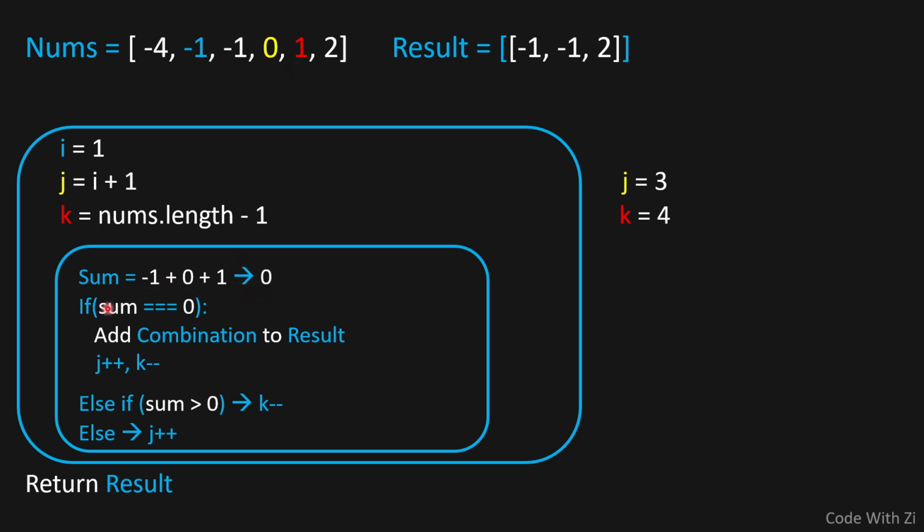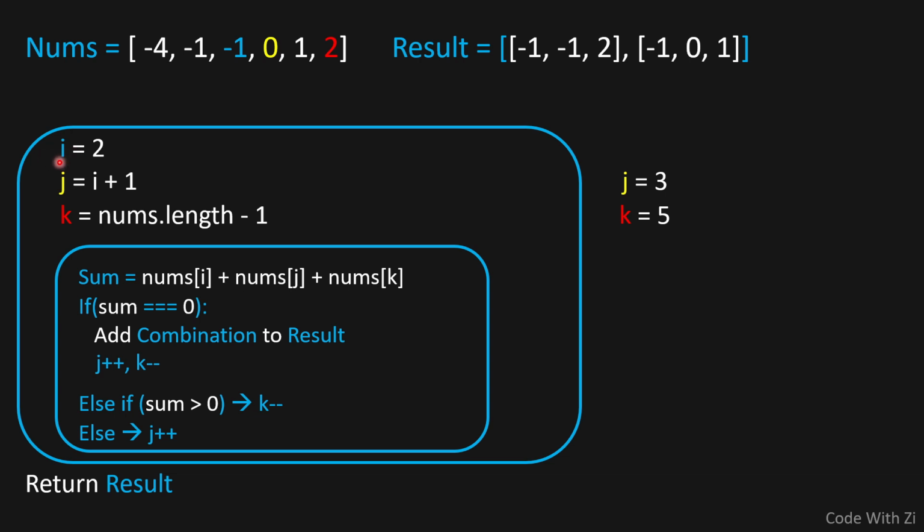So we're gonna say if sum is equal to 0, add the combination to our result. Let's do that, like so: -1, 0, 1. And then we want to increment j, then after that decrement k. But if we increment j, it's gonna be equal to k, and we're gonna break out of our loop because j is not gonna be smaller than k. So let's break out of our loop, and we're gonna enter the third iteration of our bigger loop.